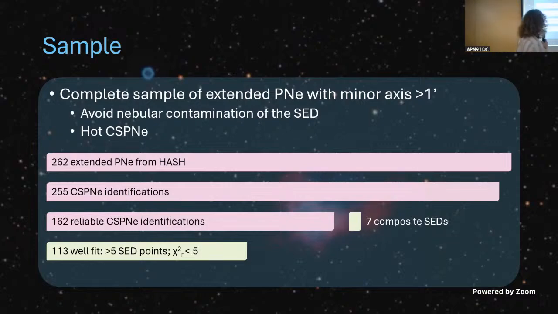Of that 162, we're able to get good fits for 130, and we define good fits as being SEDs with more than 5 data points and with a naive reduced chi-squared smaller than 5. When I say naive reduced chi-squared, that's when you assume an error on the photometry of 5%. We do some bootstrapping to get a more accurate chi-squared as well, but that's our quality of fit metric.